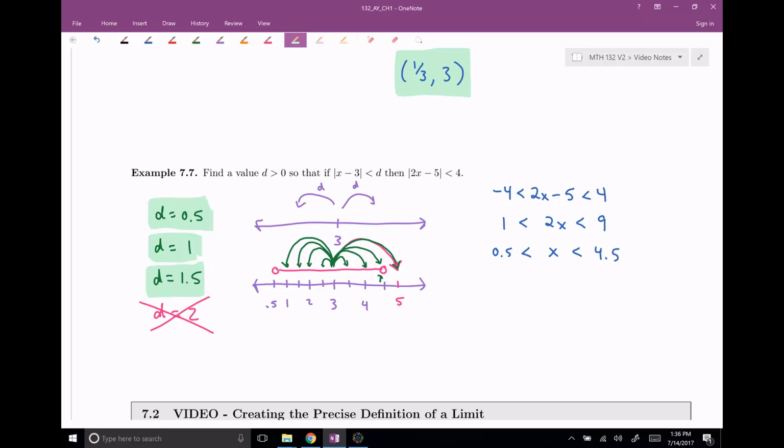Okay, that is the end of this first video, a nice little bit of algebraic review. Like I said, this one's kind of complicated, and you're like, why would we even care about this problem? But it turns out this is going to become very applicable to our precise definition of limit problems.